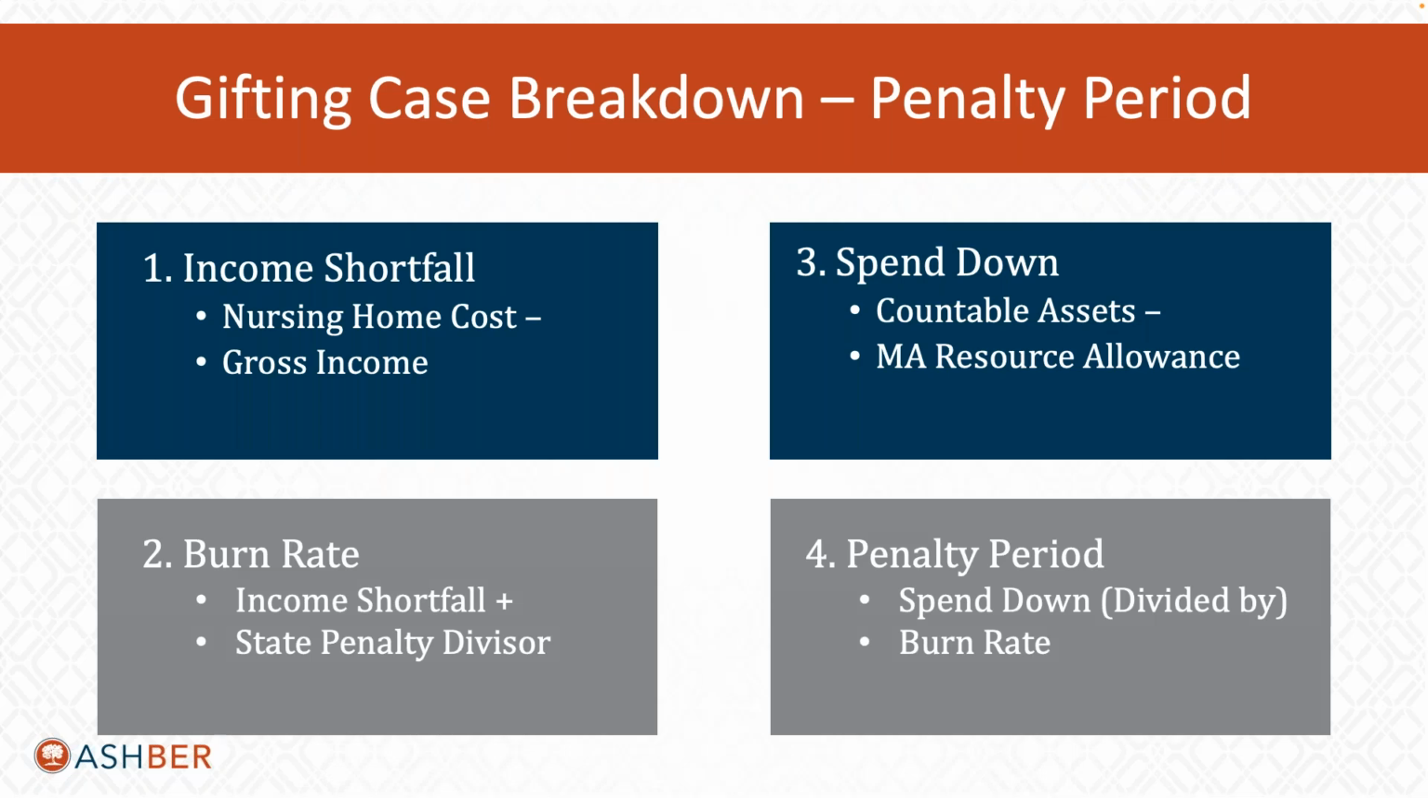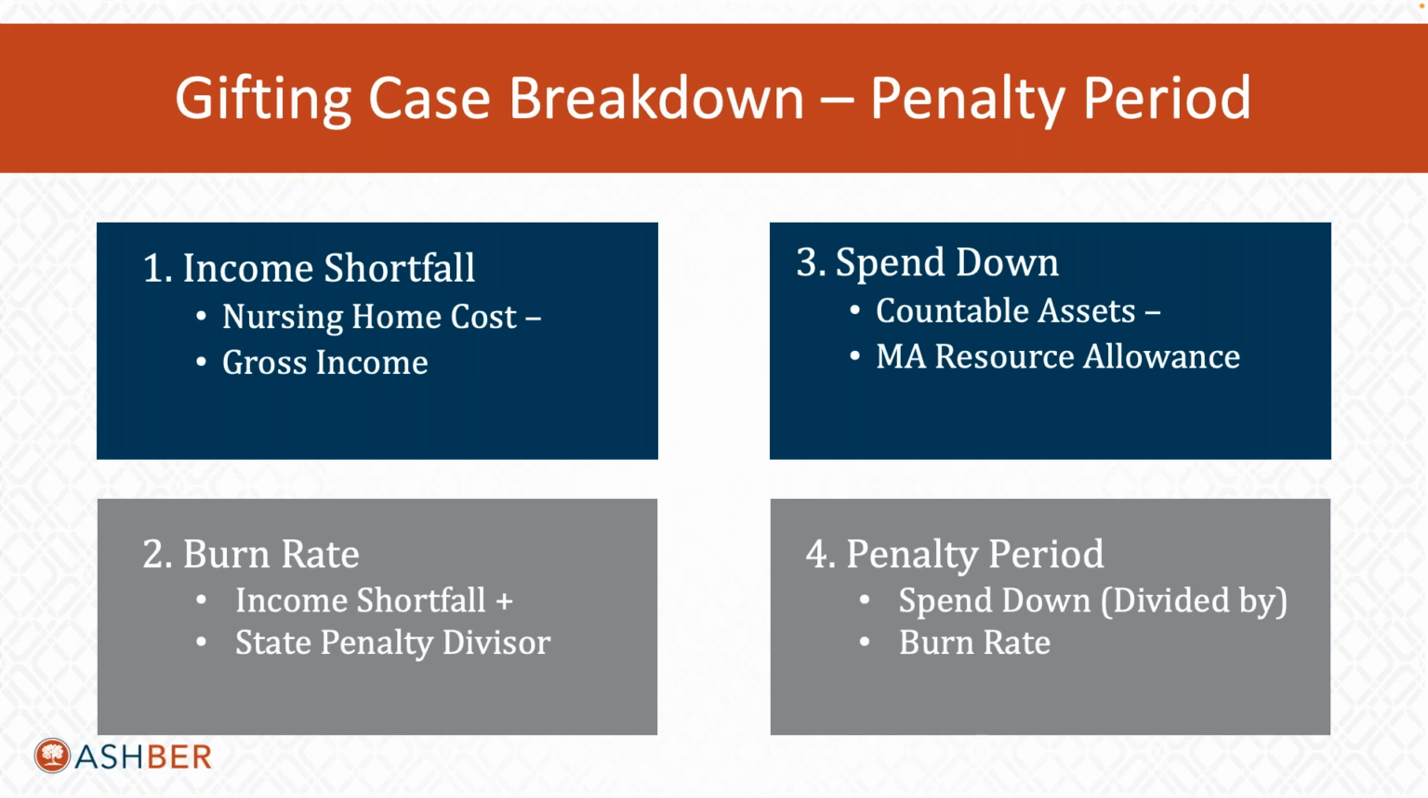So the case breakdown looks like this. You can move some of these calculations around a little bit, but I generally do it this way. I like to establish first that there is an income shortfall by taking the nursing home cost and subtracting the gross income. Then, assuming there is a significant shortfall, we create what's referred to as the burn rate, which is taking the income shortfall and adding the state penalty divisor to that figure.